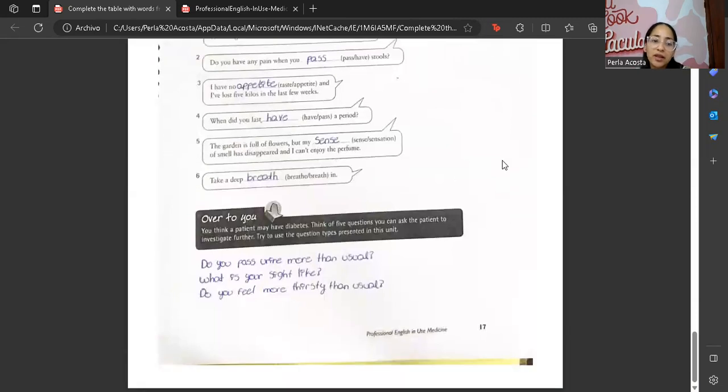The over to you is you think a patient may have diabetes. Think of questions you can ask the patient to investigate further. Try to use the question types presented in this unit. Okay, the questions I would ask are, do you pass urine more than usual? What is your thirst like? And do you feel more thirsty than usual? And I think that's it.